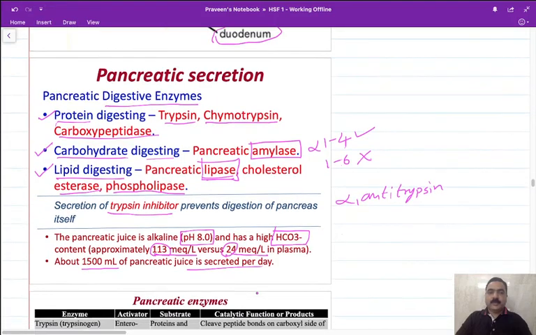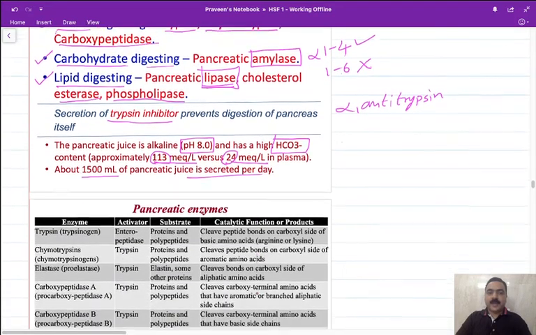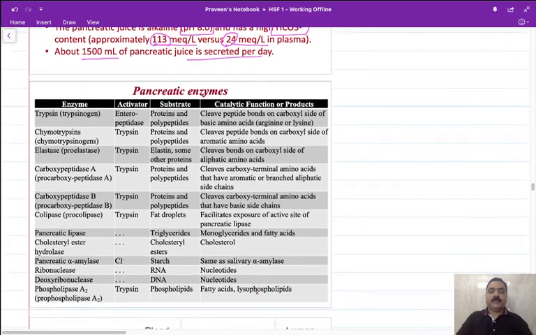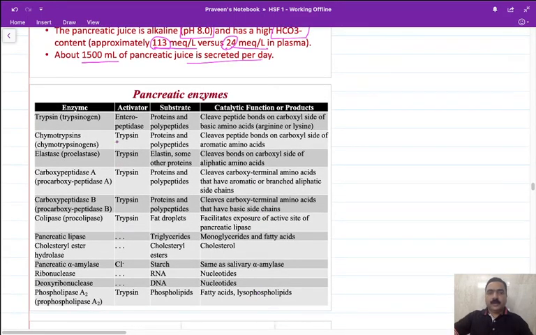So now let us look at the pancreatic enzymes and what they do. The various pancreatic enzymes. This table is important. We have already mentioned trypsin, chymotrypsin, etc. Can they cause complete digestion? No, they have specific bonds. You need not memorize which are the specific bonds of each one of them, but you must understand that they don't cause the complete digestion of the protein.